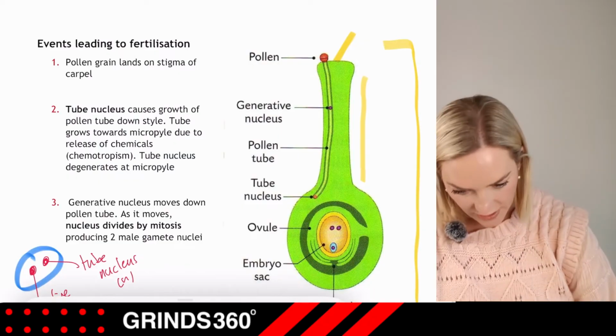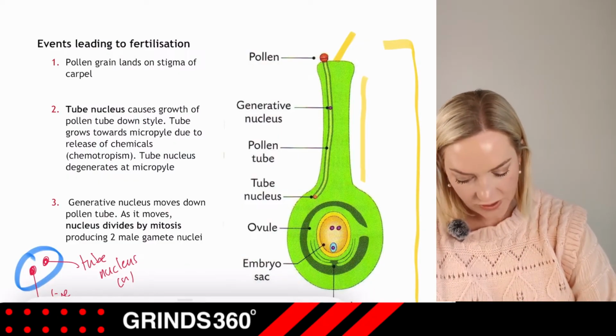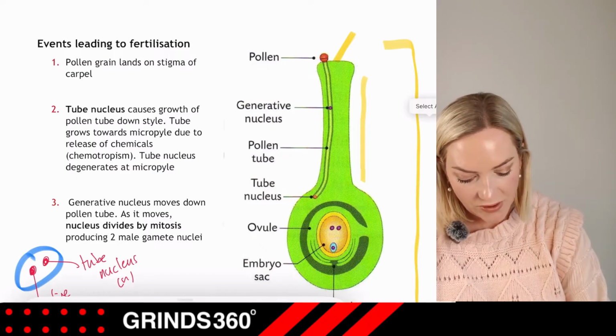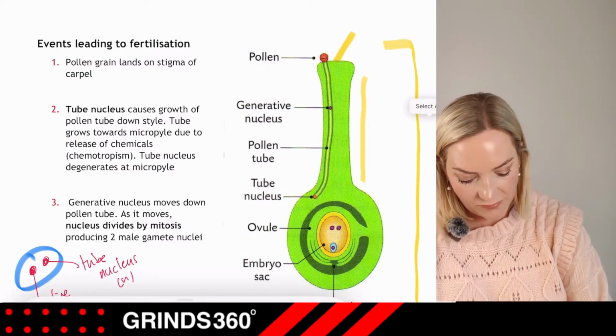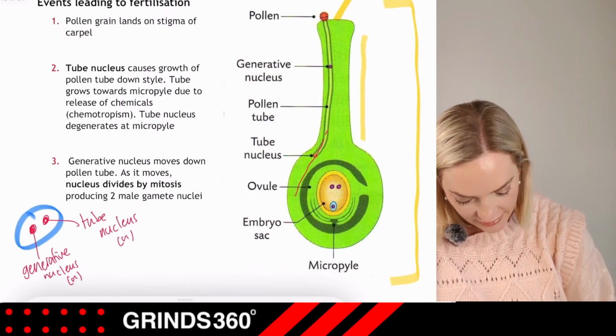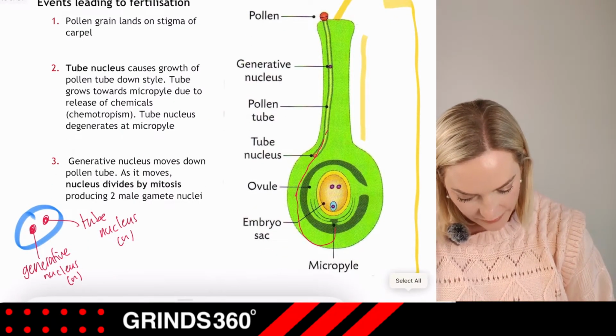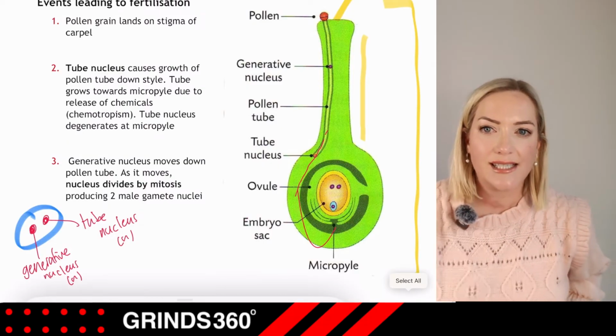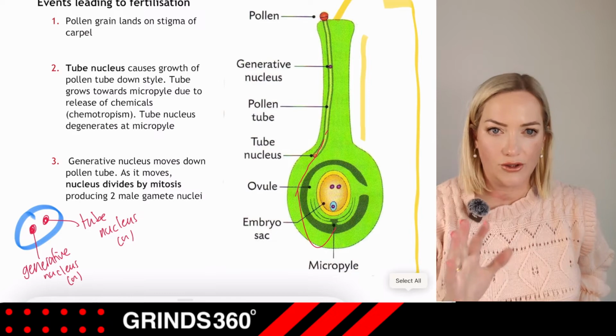That's what it's going to do. It's going to form a tube. So the tube nucleus causes growth of the pollen tube down the style. It's going to go all the way down to our micropyle. So the tube nucleus grows down towards the micropyle. Now, this is to do with chemotropism.